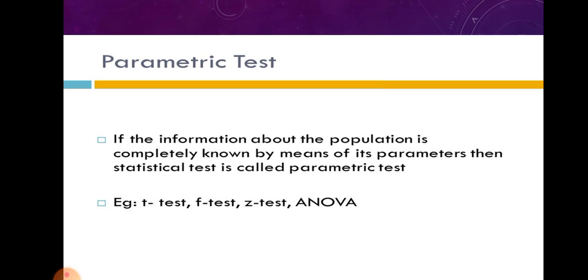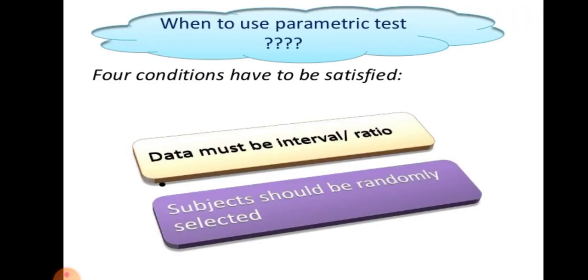For example, t test, f test, z test, ANOVA, these are some of the tests which can be used in parametric test only. Means if the population is completely known by means of its parameter, then only we can use these statistical tests like t test, f test, z test, ANOVA. Next is when to use parametric test. So four conditions have to be satisfied.